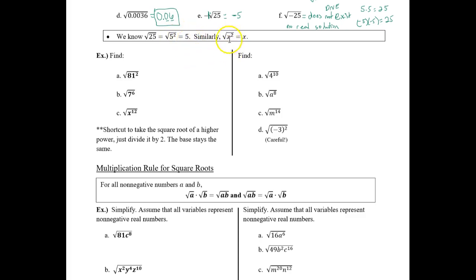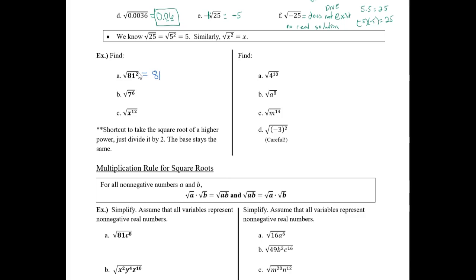Just like that with variables, the square root of x squared is just x, because x times x gives you x squared. So let's go ahead and look at some of these examples. On the left-hand side, we have the square root of 81 squared. So what times itself would give you 81 squared? Again, you can think of these as undoing one another. If I square it and unsquare it, I'm just left with 81.